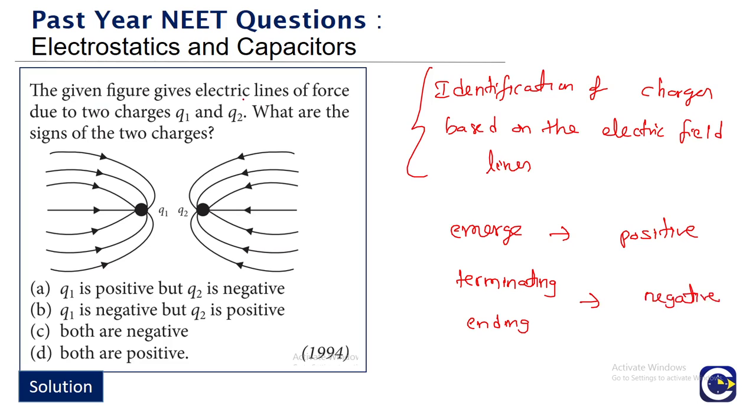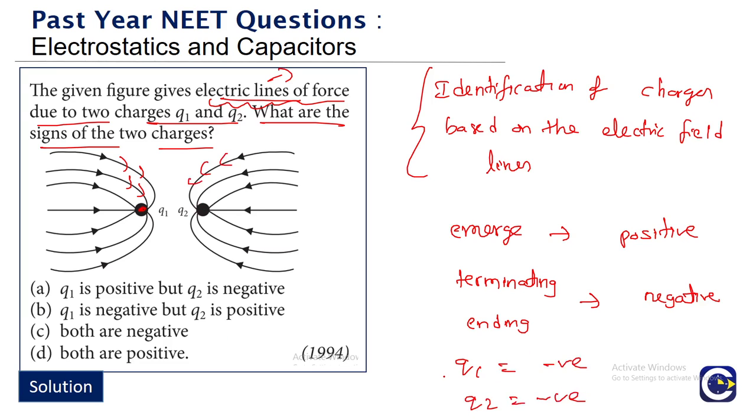The given figure gives electric lines of force due to the two charges q1 and q2. What are the signs of the two charges? The electric field lines can also be called electric lines of force. Look at this. Lines are ending at q1, they are terminating at q1, means what? q1 must be negative. What about q2? Field lines are coming and ending at q2 also, means q2 also must be negative. Both the charges must be negative, which is our option C.